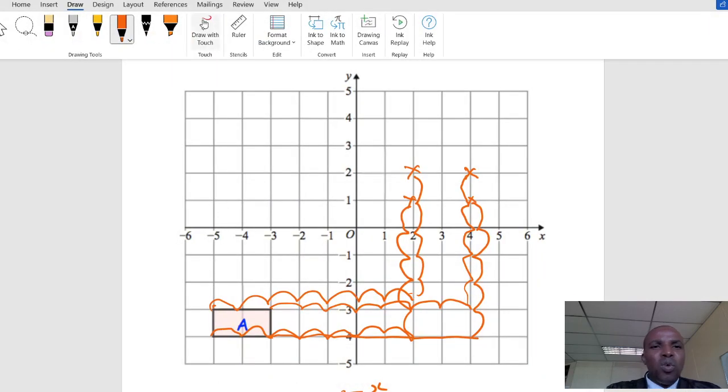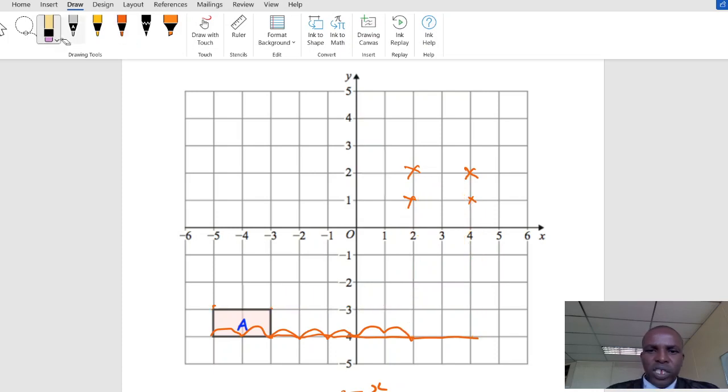Your shape will be like this. Let me remove these things. Your shape will be like this. That will be rectangle B, just like that.